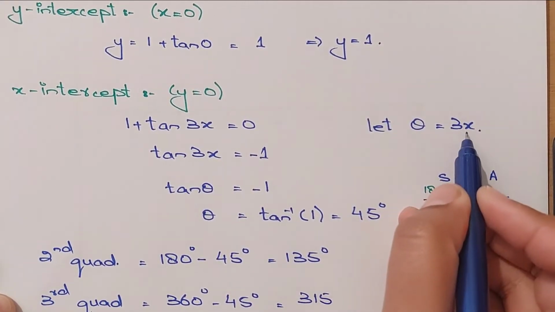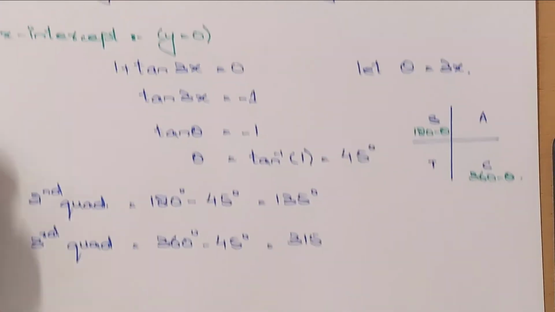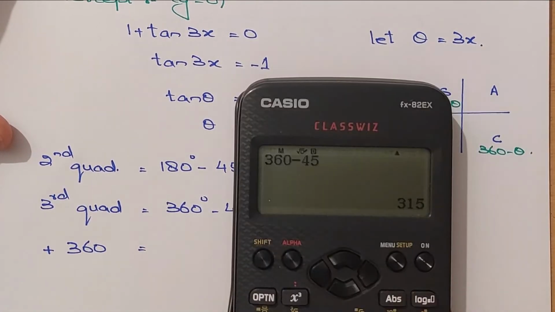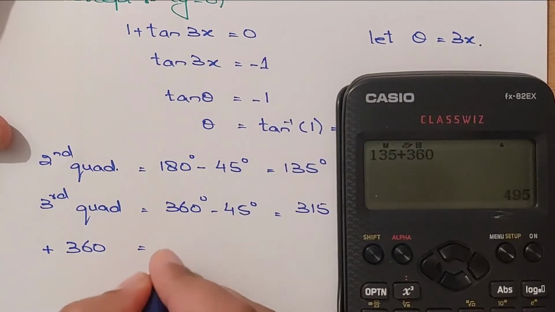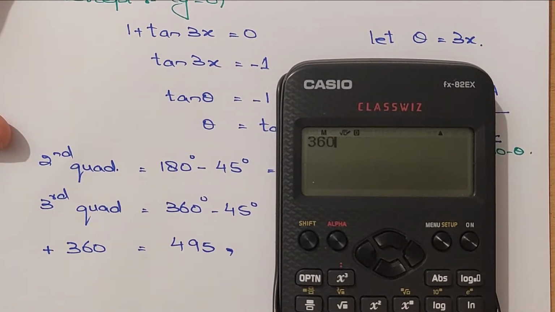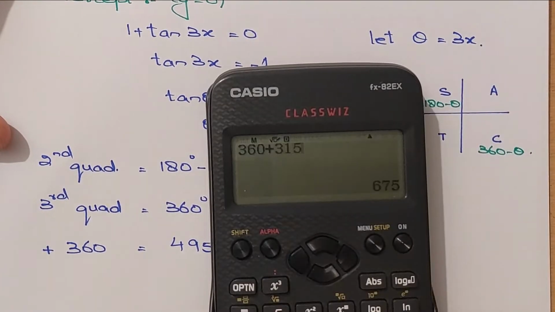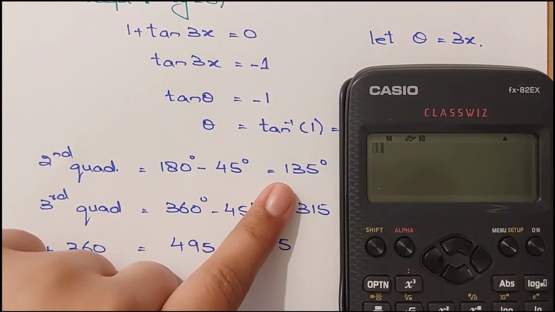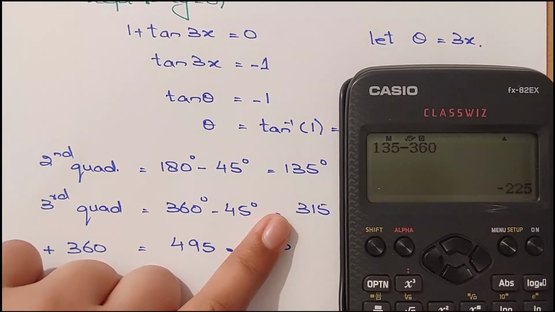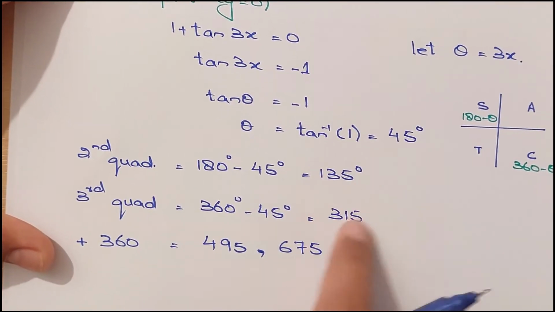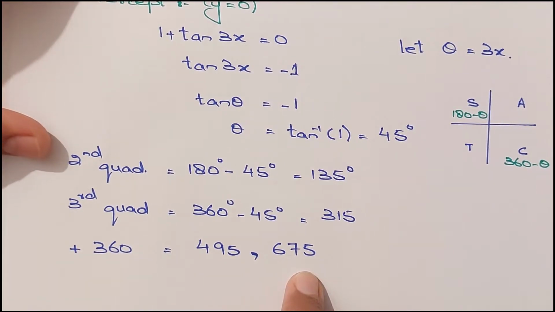Theta is 3 times x, so it has 3 revolutions. So let me add 360. We have 2 more values: 135 plus 360 is 495, and 315 plus 360 is 675. If I subtract 360, 135 minus 360 gives a negative answer, and 315 minus 360 is again negative. But the domain we have been given is the positive one. Now we have the values of theta. We have to check which values lie in the domain.